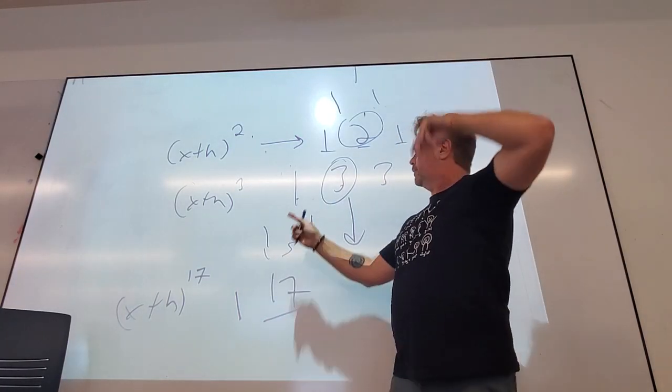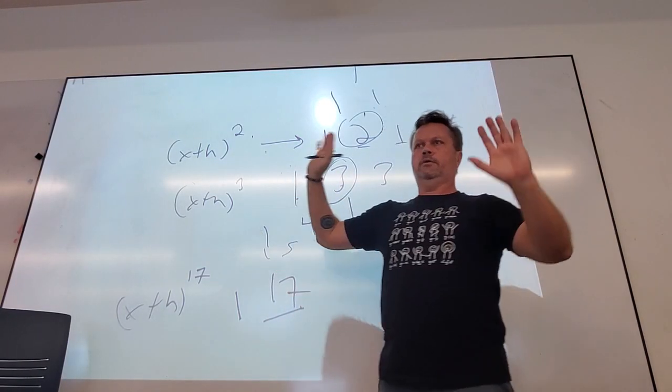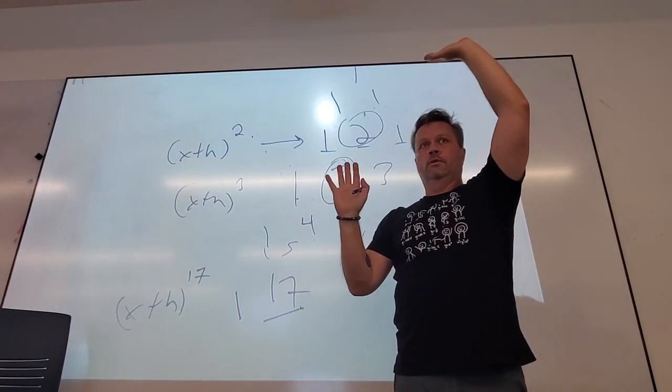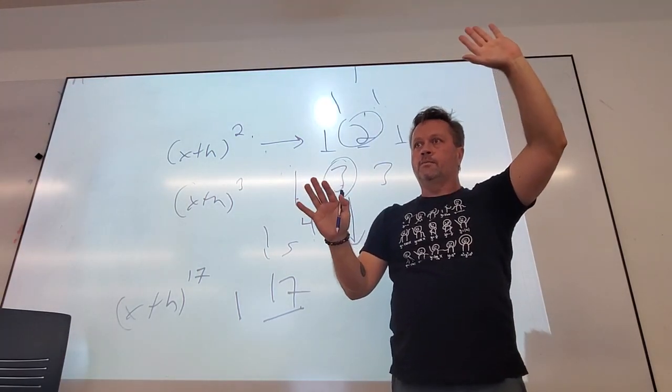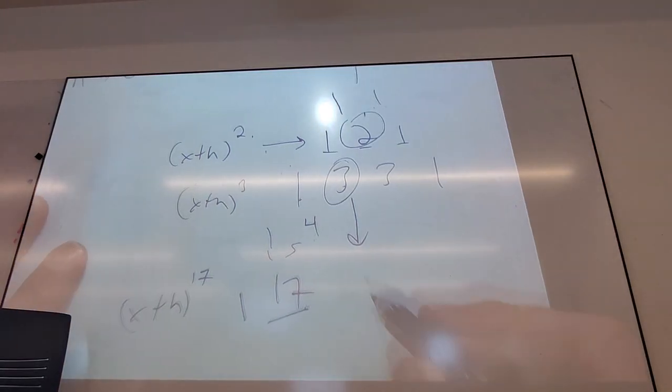It's always, and that number is always going to be related to the power. It's just the pattern of Pascal's triangle. Do you guys see that? So again, one more row. Is everybody cool with this?